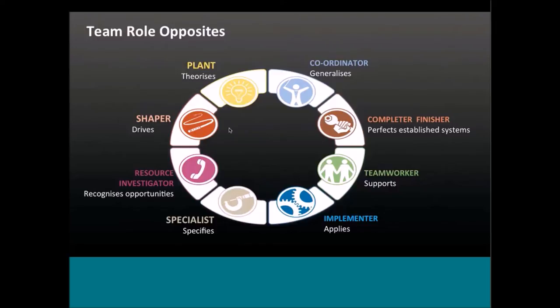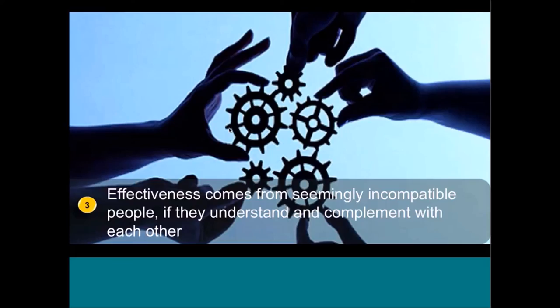These are the cable road opposites, and of course, you have a mind of evaluator who is in question because there's an opposite. And when you see an opposite, instead of seeing it as opposite, see it as complementary using the cable road language. That can make sure, hey, wait a minute, it's not a conflict, it's a new perspective, perhaps. Effectiveness comes from seemingly incompatible people. Keyword seemingly, if they understand and complement each other.